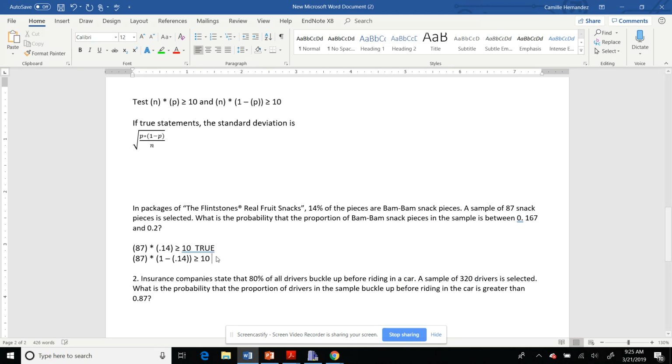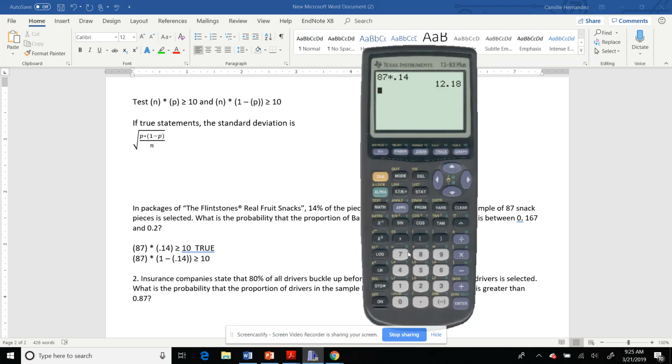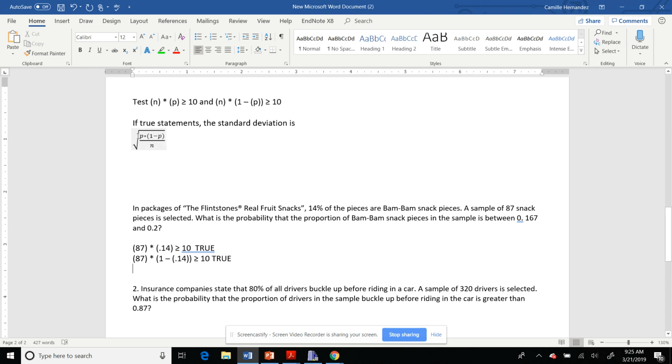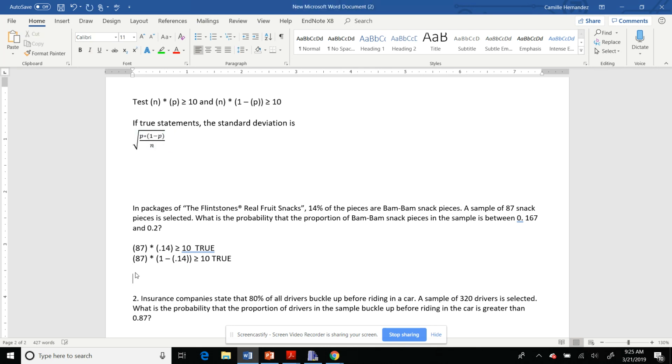And let's do the next one. So if I go here and I do 87 times, and I need to put it in parentheses, 1 minus 0.14, close it, and then I get 74.82, so that's true. So then that means the next thing I can do is do this. Oops, come on, take the whole thing. I'm going to put this down here.